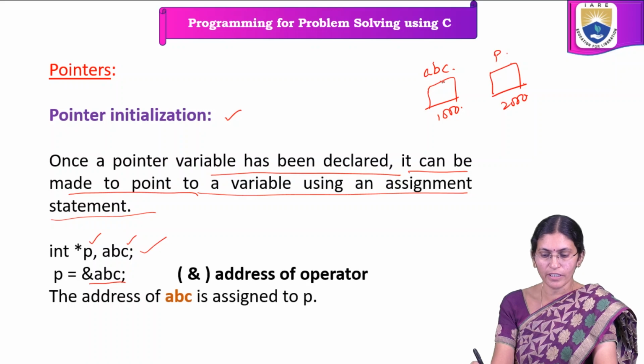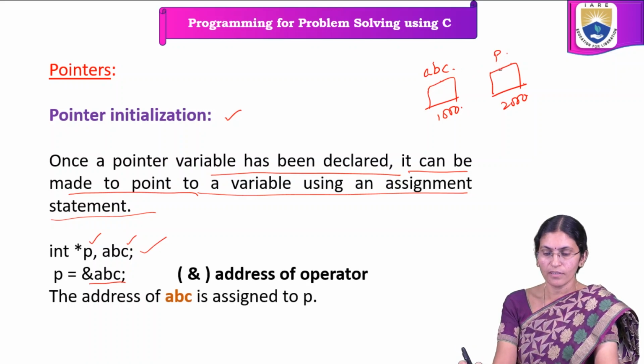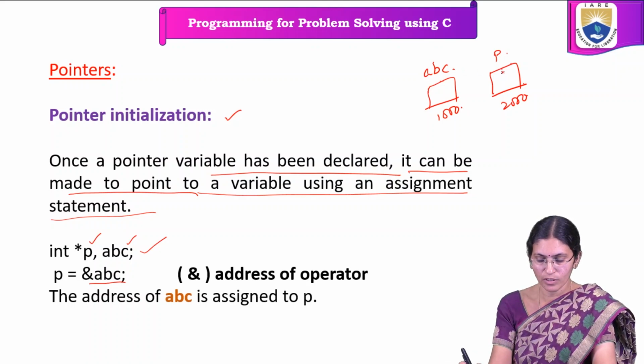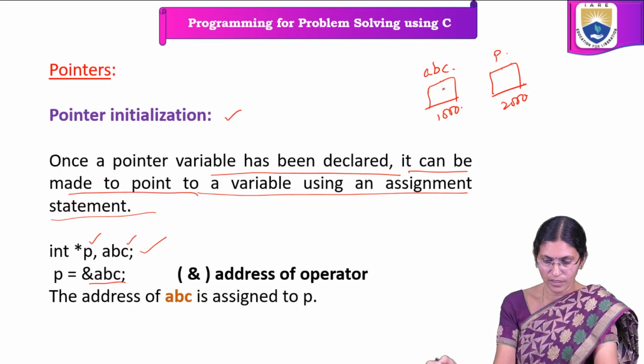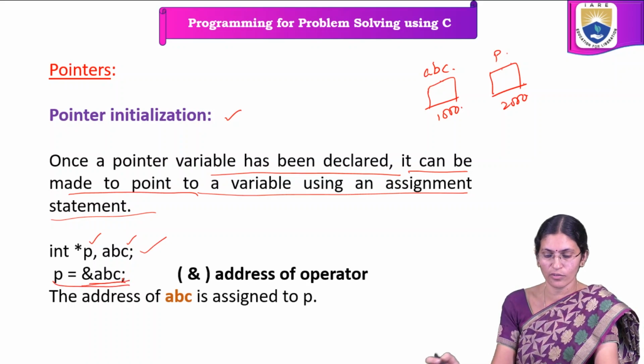But p is not pointing to any variable. So p is not storing any address, and therefore it will not point to any value. In order to make it point to a specific value, we have to assign the pointer with some address, with the address of the variable. Now if you write it in this way, we are assigning the address of ABC.